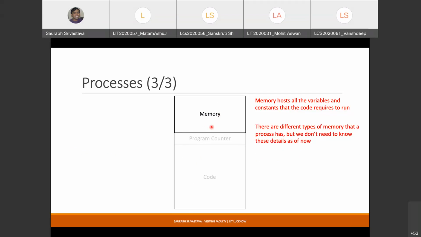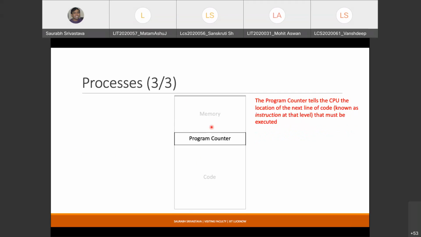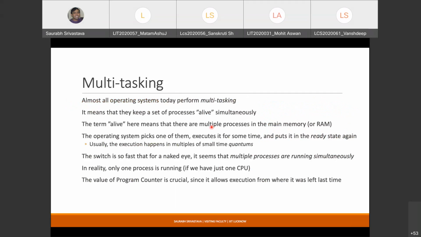And there are different types of memory. You already know that there is stack, and there's heap, and then there is something known as a program counter, right? So a program counter executes the program. Basically it doesn't execute the program, it essentially points to the next instruction that is supposed to be executed by the CPU. So we have discussed the program counter as well.